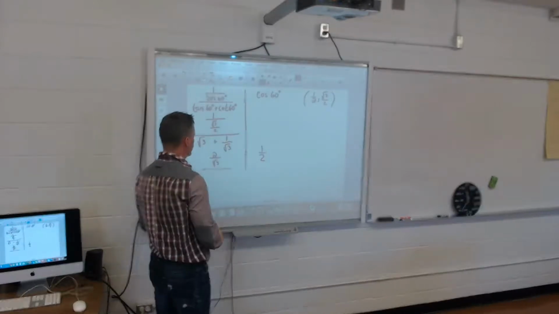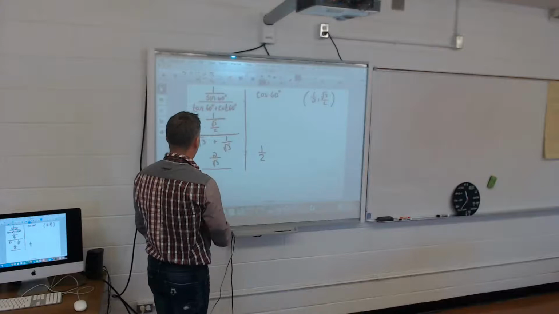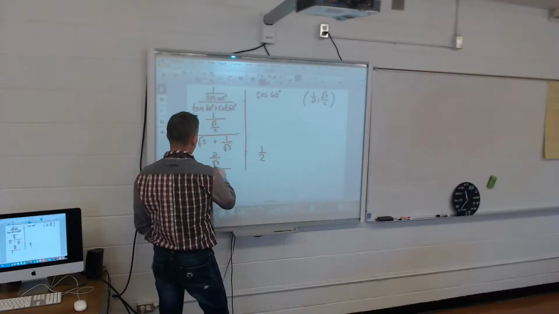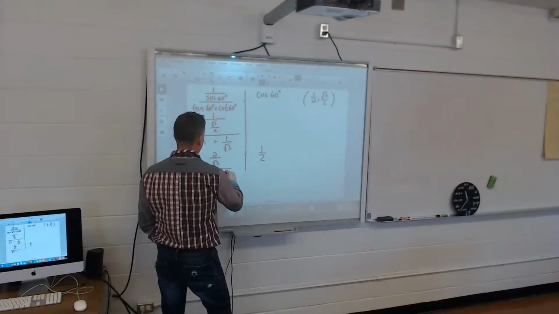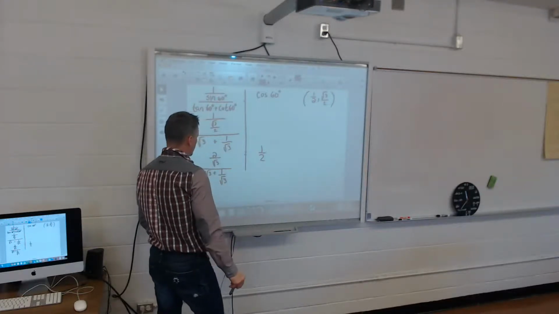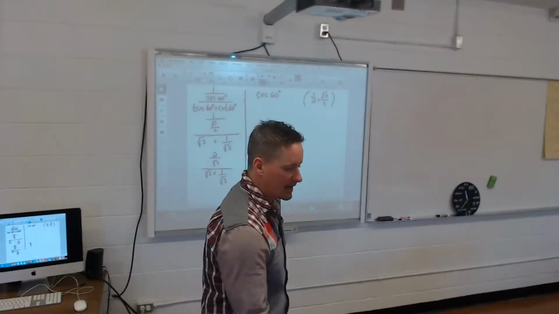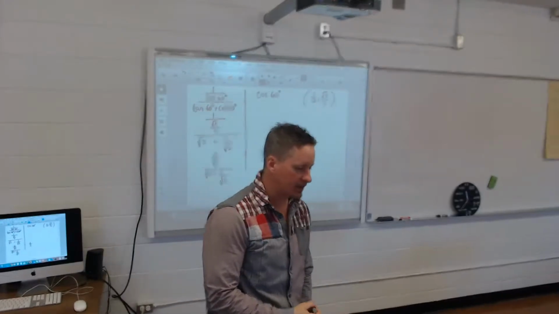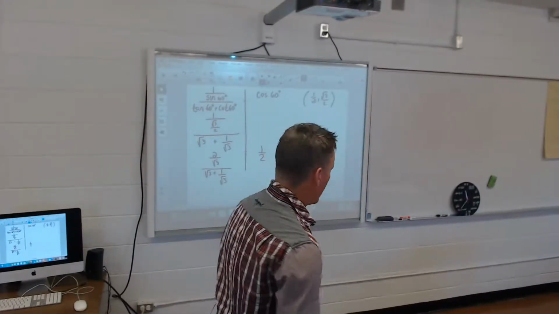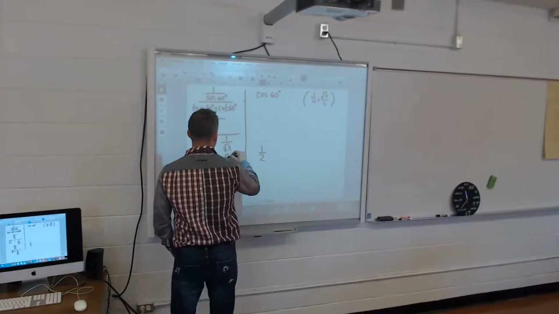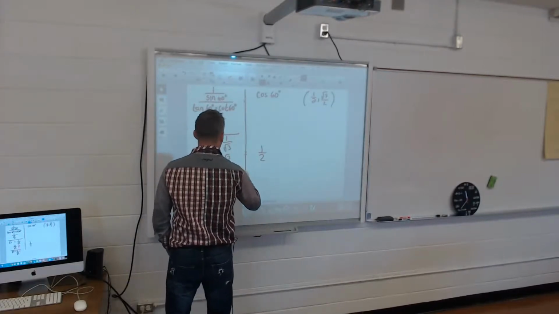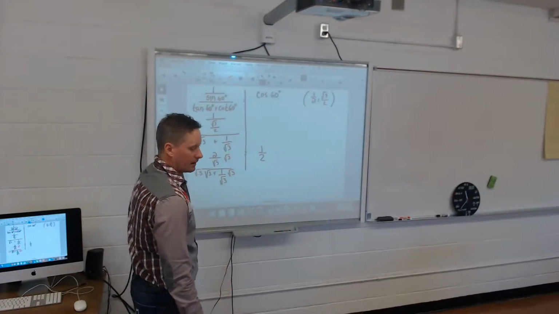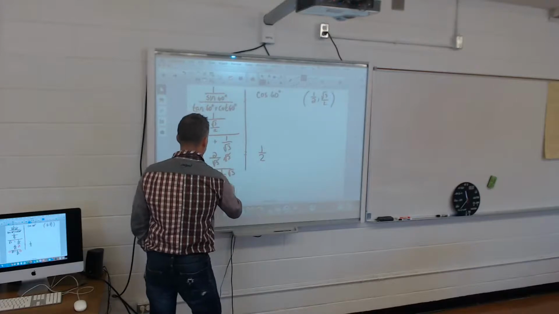And on the bottom, I have root 3 plus 1 over root 3. So here's what I'm going to do. This is exactly what I did on the last page. I am going to multiply everything by my two denominators. So I'm going to multiply this by root 3, this by root 3, and this by root 3. That cancels and leaves me with 2.